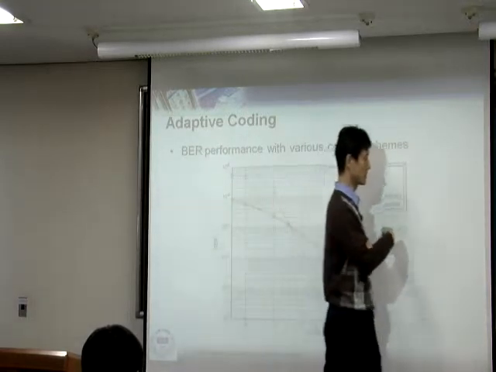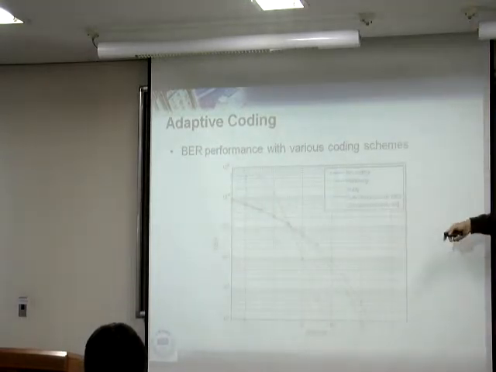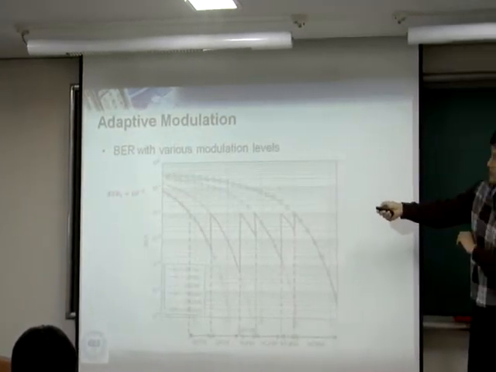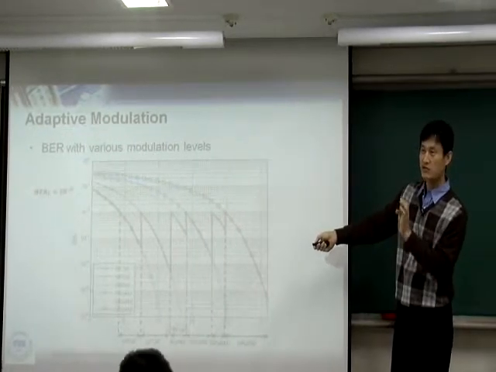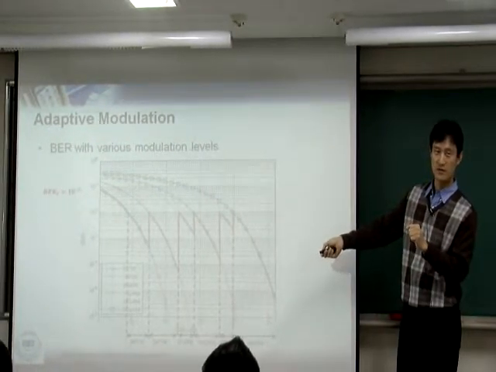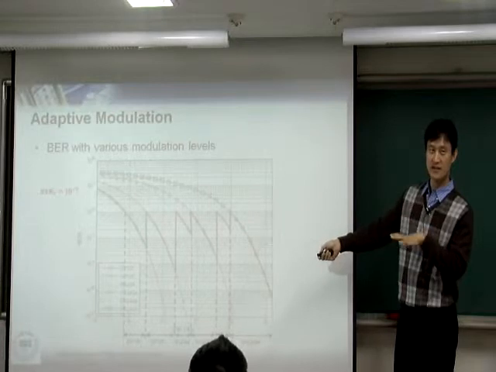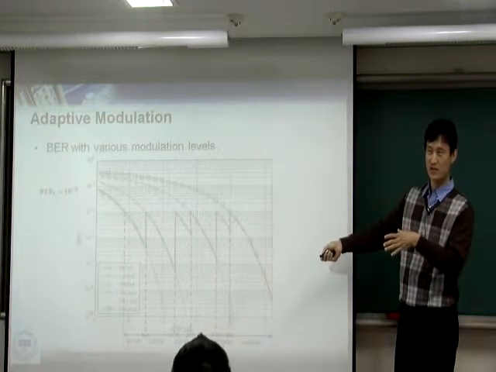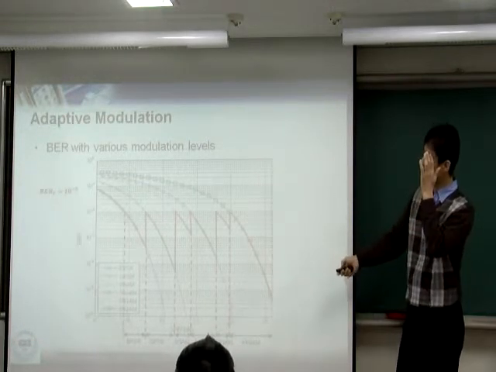So let's look at here. Earlier, by the way, in the previous picture, the adaptive modulation picture, I assumed that there was no coding. In this case, coding is not there. I only changed the modulation. All these things, no coding.